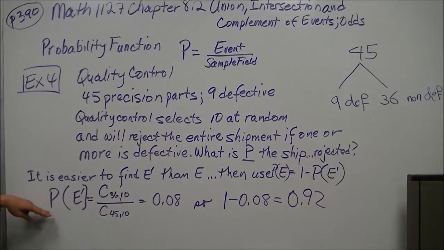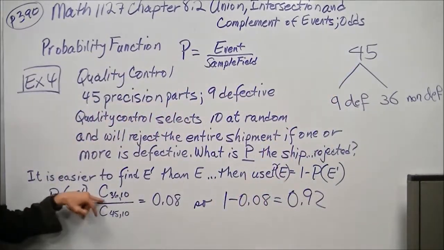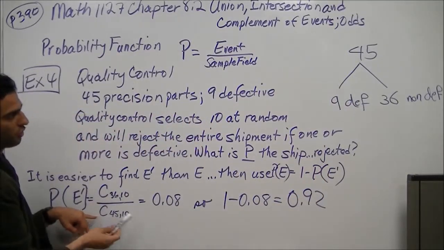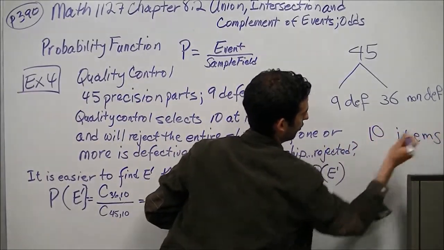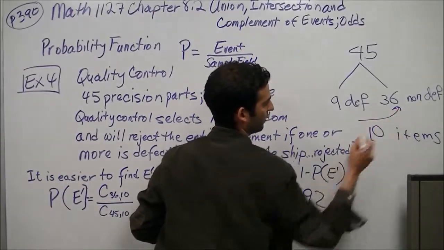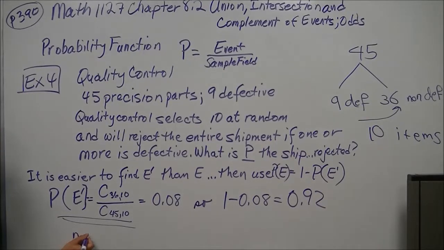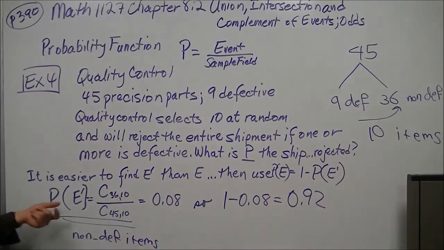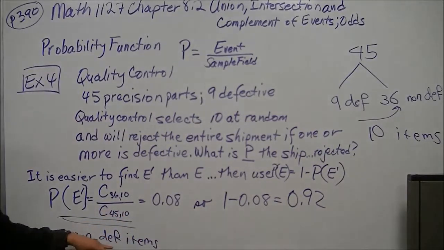So here, probability of E complement is, we're going to choose C 36 out of 45 over C, or combination 10 choose 45, which is, we have to use here 10 items. We're gonna choose them from the non-defective ones. And this is the probability of getting non-defective items. By doing so, we're gonna get 0.08, which is the probability of non-defective items.